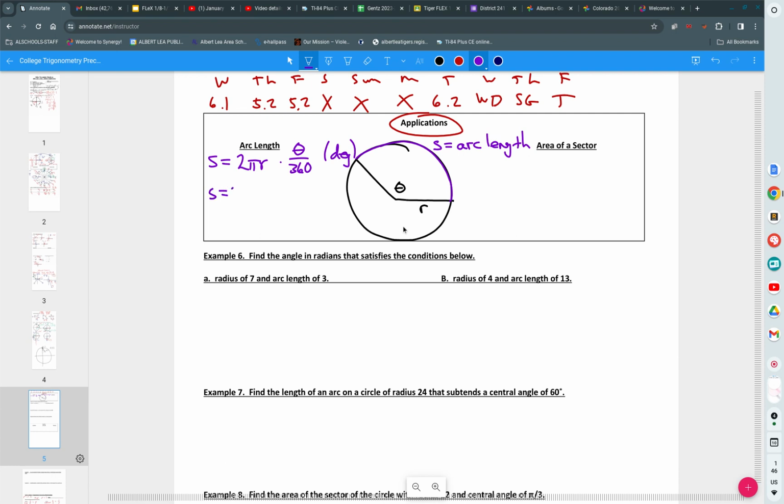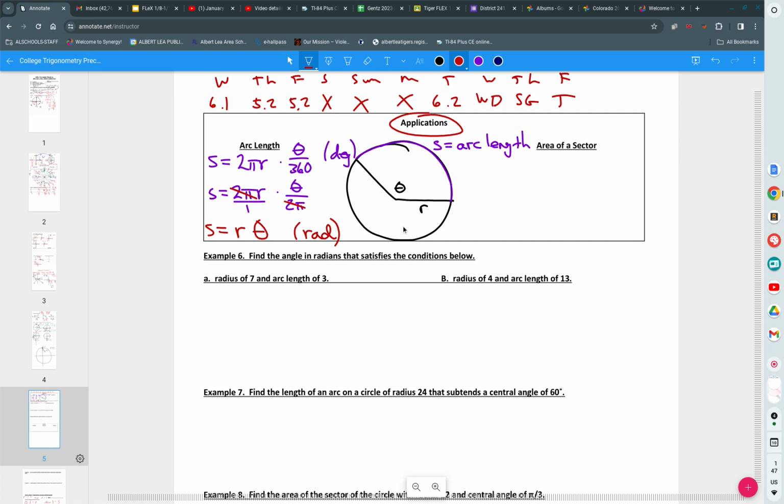For example, if I rewrite this as 2 pi times r, and I multiply by theta divided by, if I'm working in radians, instead of 360, I would have 2 pi. Okay? Notice that when you multiply these, what happens? The 2 pi's reduce, don't they? And you just end up with the equation of s is equal to the radius times theta, where theta is in radians. So if you're in degrees, use that. If you're in radians, you use that. Much smaller formula, isn't it?